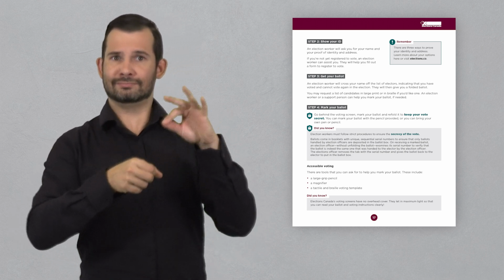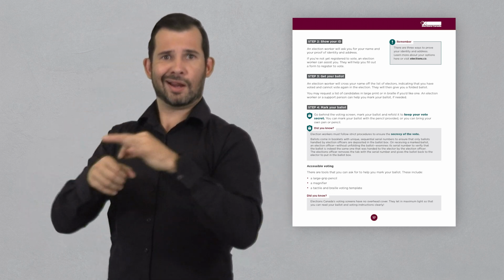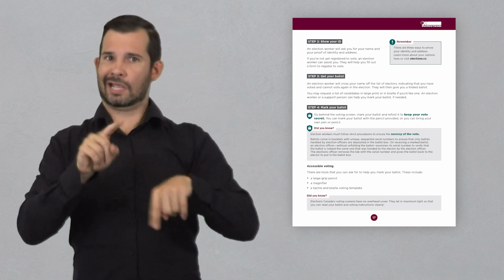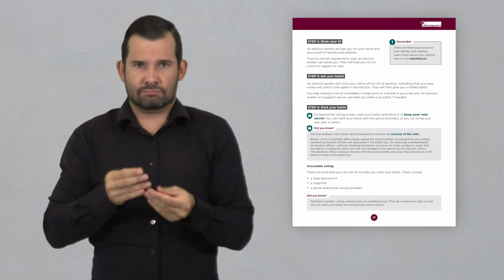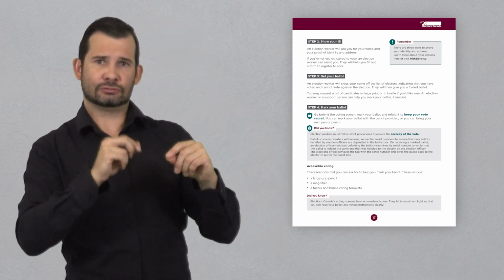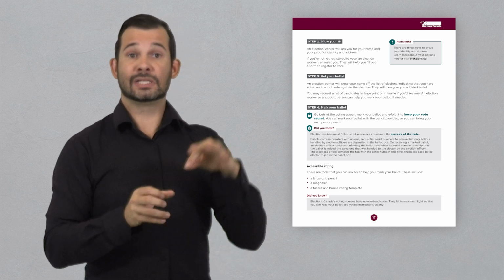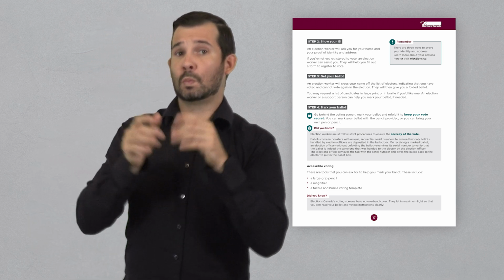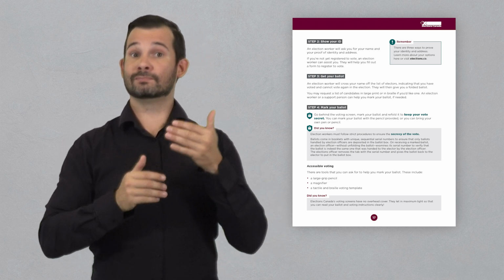Step 3. Get your ballot. An election worker will cross your name off the list of electors, indicating that you have voted and cannot vote again in the election. They will then give you a folded ballot. You may request a list of candidates in large print or in Braille if you'd like one. An election worker or a support person can help you mark your ballot if needed.